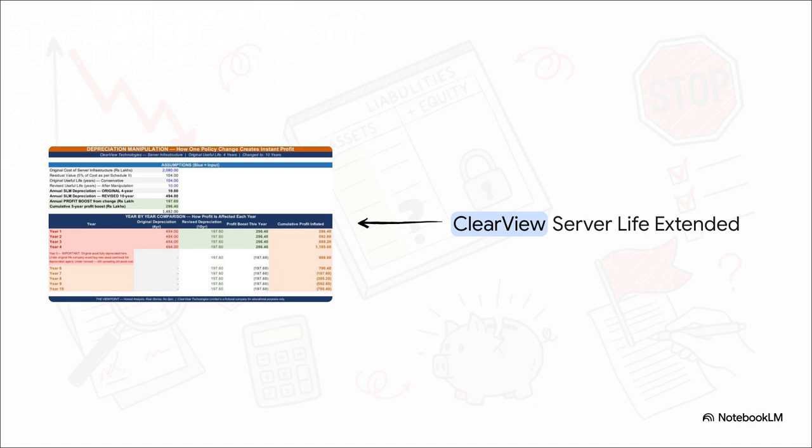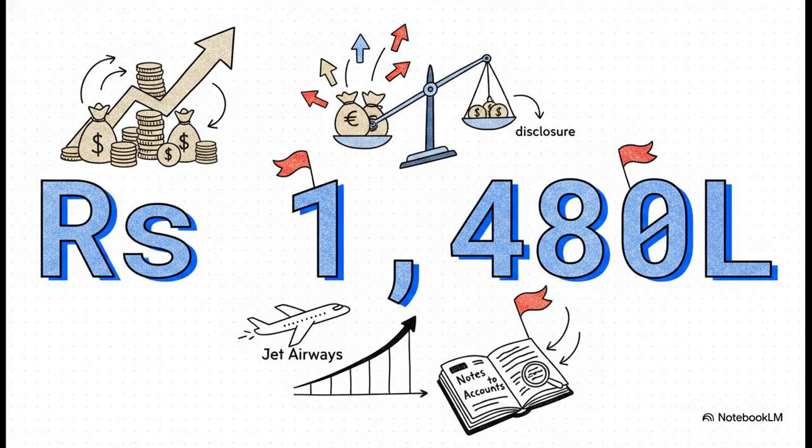By extending their server infrastructure life from 4 years to 10 years, their annual depreciation expense fell from rupees 494 lakhs down to just rupees 198 lakhs. That instantly created an artificial annual profit boost of rupees 296 lakhs. It's the exact same business, the exact same servers, just a completely different accounting estimate. Now, over 5 years, this simple trick creates a massive cumulative profit inflation of rupees 1,480 lakhs.